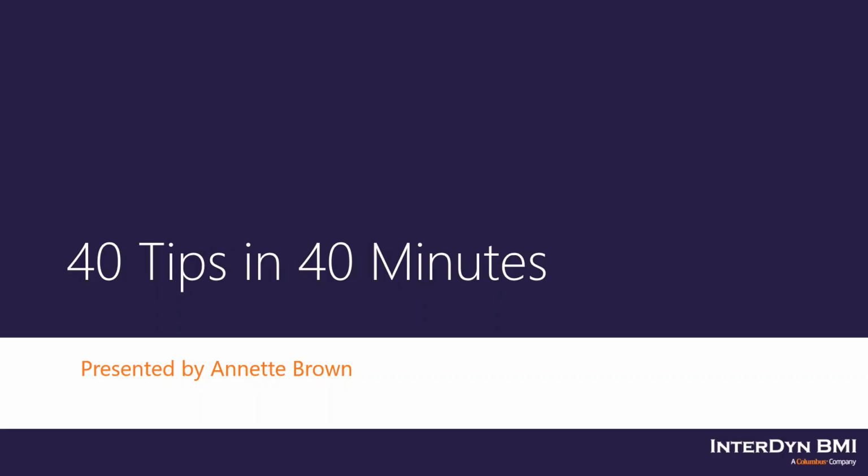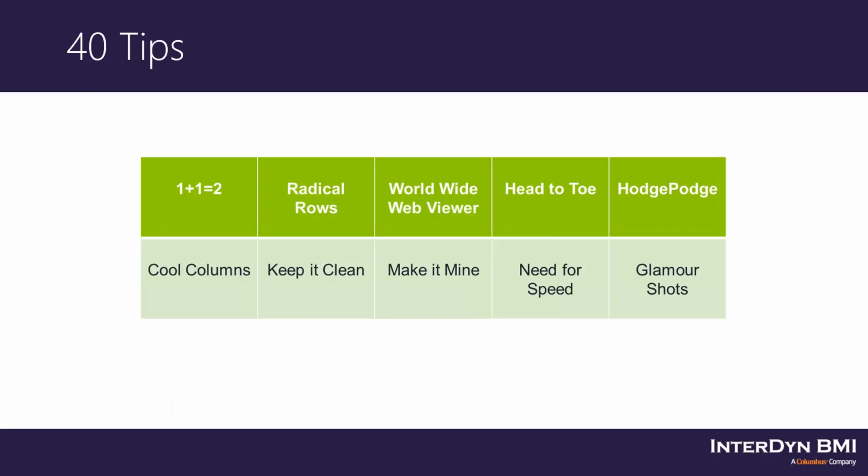All right, so with that, these are grouped in little categories. We put a nice little spin on them. 1 + 1 = 2, basically calculations. Radical rows, we're going to talk about the World Wide Web viewer. Taking a report from head to toe. There's going to be some hodgepodge stuff in there, some cool columns, how to keep things clean, making it mine, the need for speed, and some glamour shots.